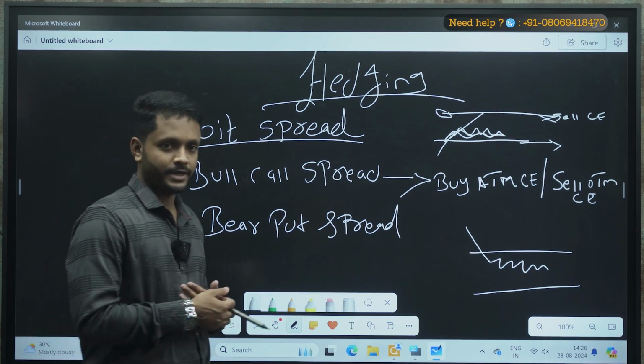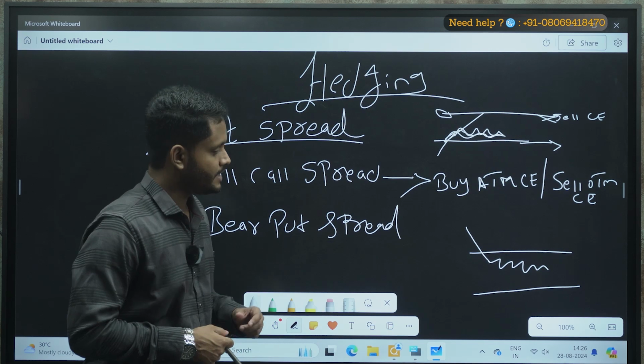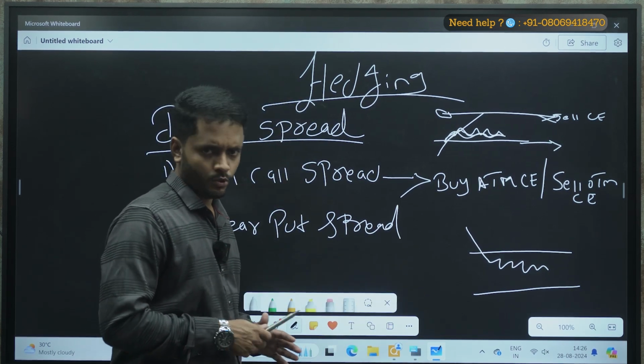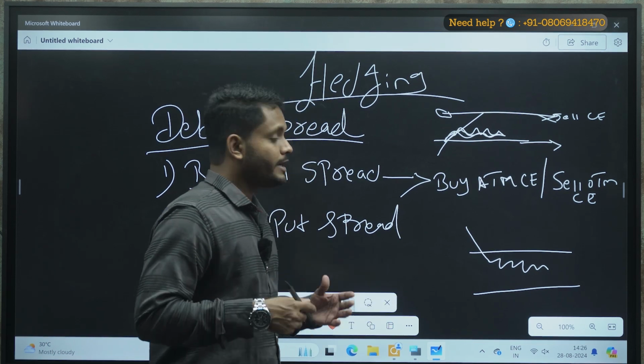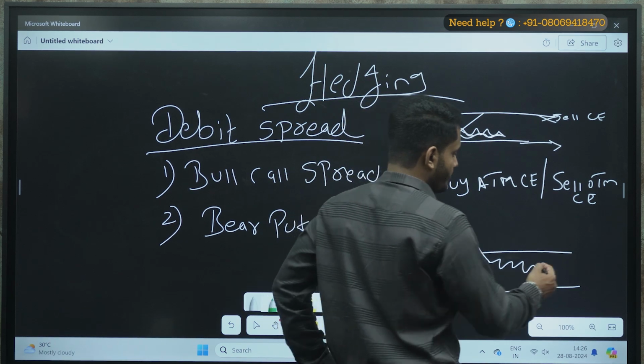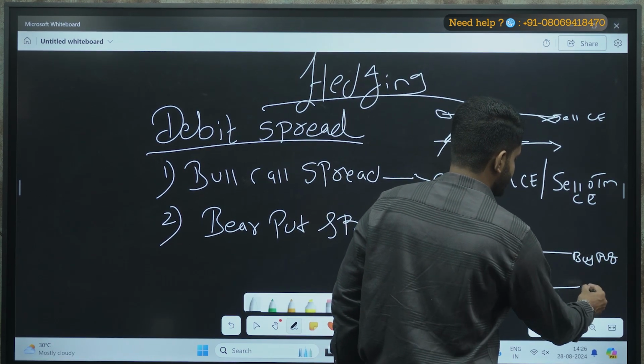Now again, if you simply go long a naked put, say for example if you have bought a naked put option, say ATM or OTM, you wouldn't make as much money as you anticipated. Instead what you can do is buy a put at the ATM strike and sell this put.